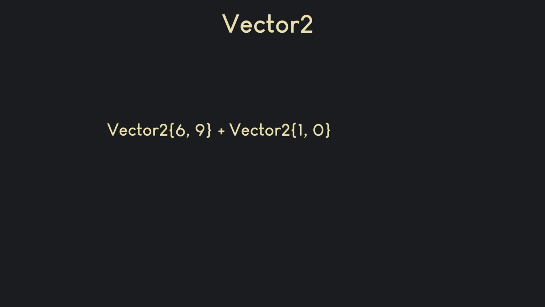We can add another vector to it. For instance, if we add the vector 1, 0, the resulting vector will be 7, 9, which is like moving the head to the right. If we added the vector -1, 0, the head will move to the left. In the same way, if we added the vector 0, -1, the head will move upwards, and if we added the vector 0, 1, the head will move downwards. Vector2 objects are making our task much easier.